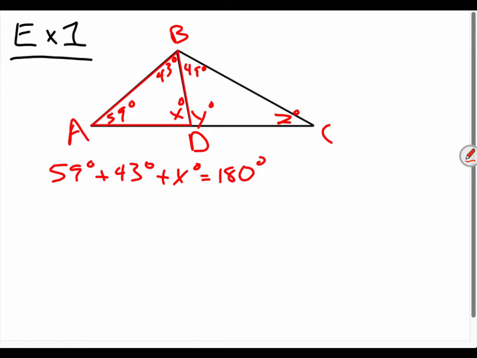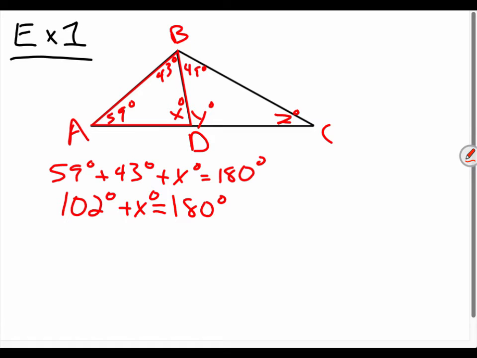Somebody with their fancy calculator, why don't you add up 59 and 43? Is that 102? Is that right? Double check though. It's 102. All right, so then it's 102 plus X equals 180 degrees. Okay, cool.